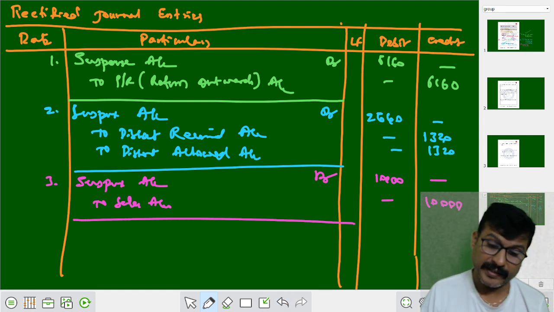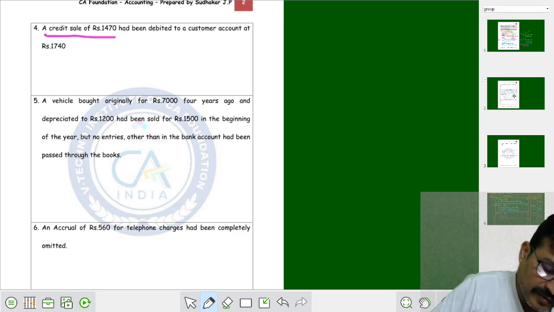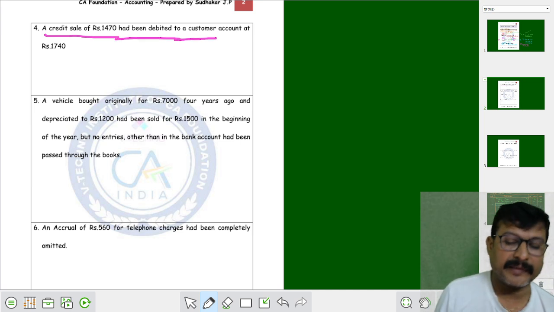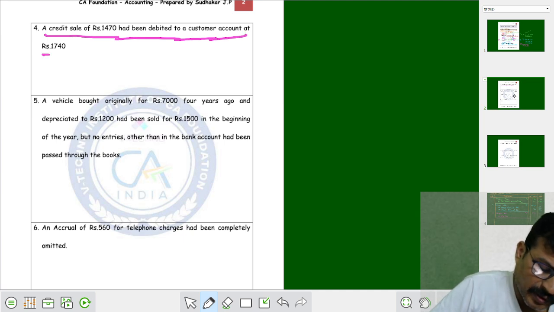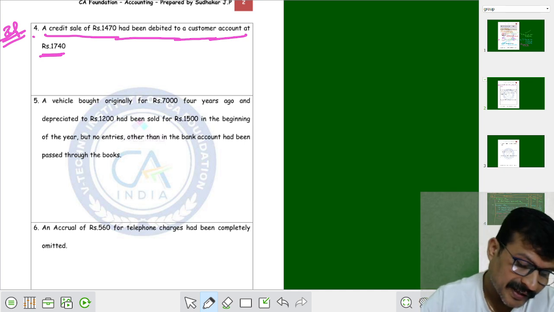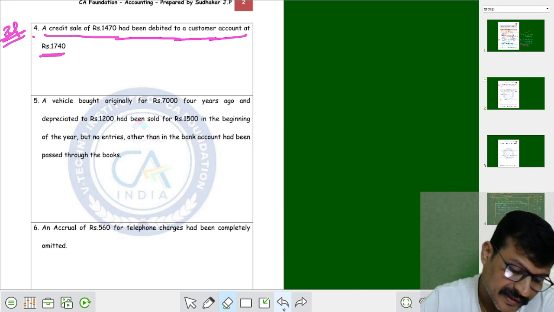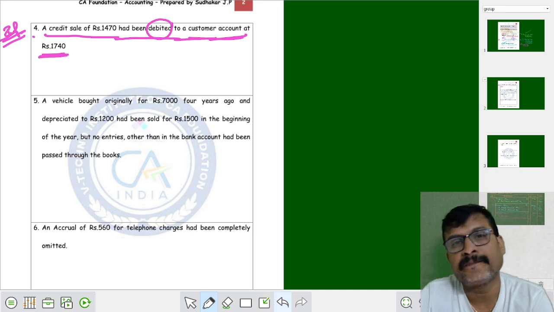Being under cost in sales account is rectified. See the next one. Credit sale of 1,470 had been debited to the customer account as 1,740. Now I tell you, my dear student, what is important in this transaction? See where you committed the mistake. Credit sales 1,470 had been debited to the customer account as 1,740.